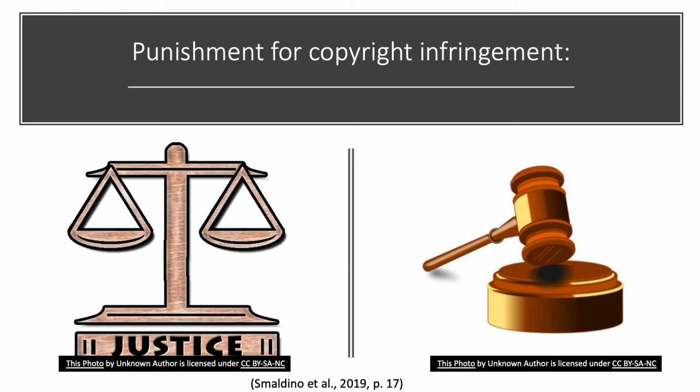Punishment for copyright infringement. The Copyright Law of 1976 sets possible fines for copyright infringement, ranging from $750 to $30,000 per infringement. If it is proven that you purposely broke copyright laws, the fine increases up to $250,000 and up to 5 years in jail.